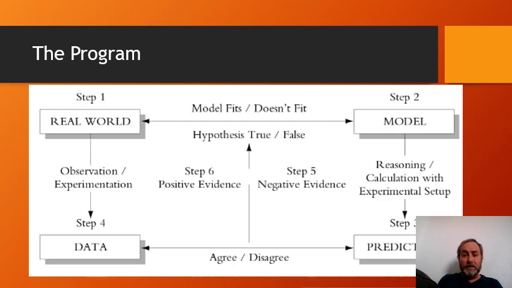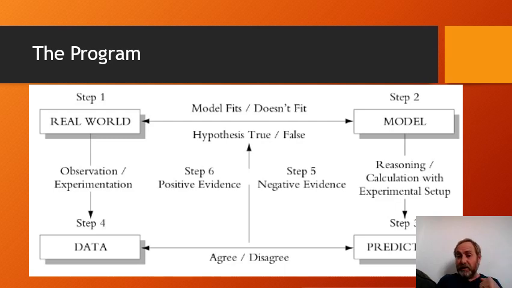So here are our 4 parts. Again, we've got the real world. We've got the model. We've got the lines that indicate the relationships between these various parts. So the model may or may not fit the real world, if the hypothesis is true or false, in either case.